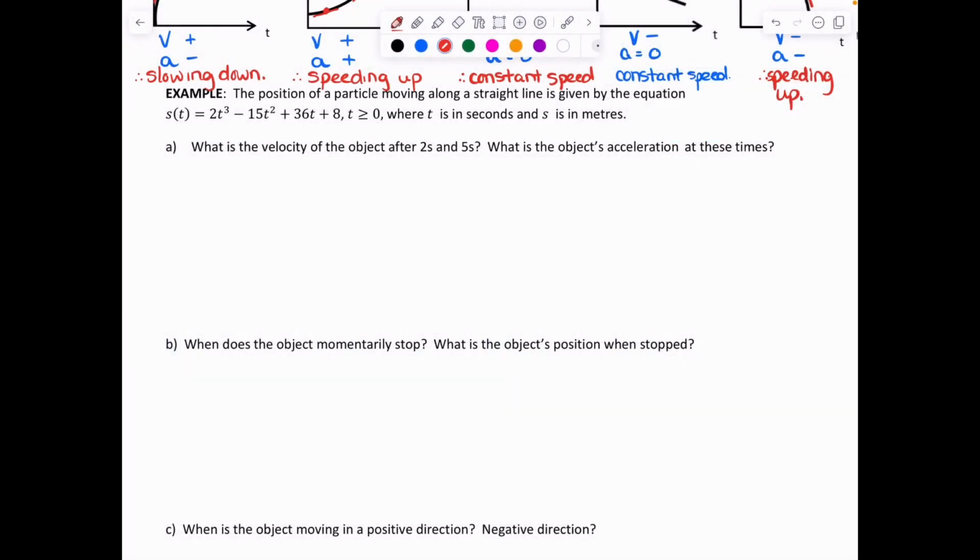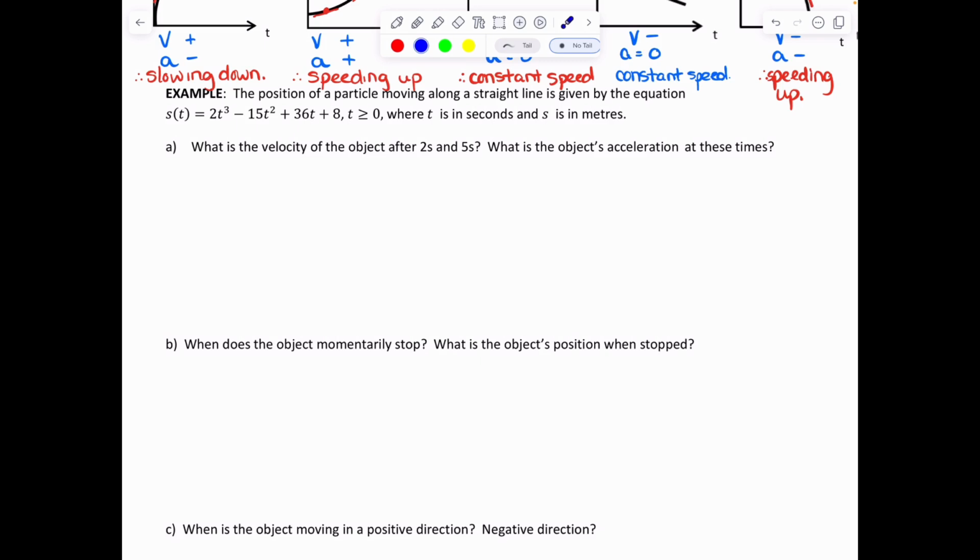Okay, and in this video, we'll do one more example where, of course, the important thing is to be able to read the question and make sure that we understand what to do. Okay, so we have the position of a particle. This time we're moving along a straight line. And here is the equation that represents the motion, the horizontal motion.